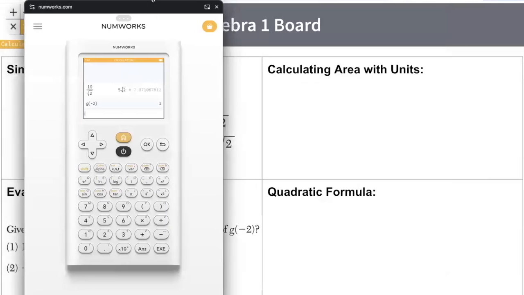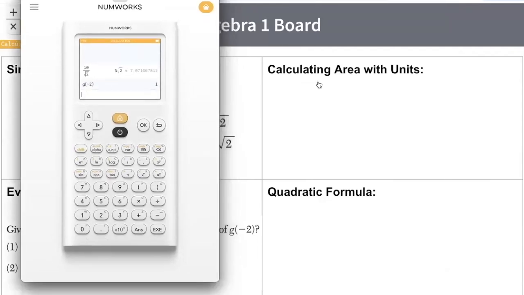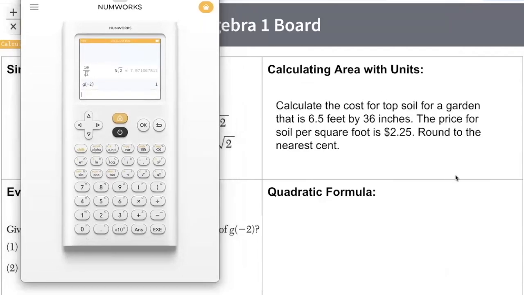What's great about the NumWorks calculator is we are actually able to input units into our questions. So for this one, we're going to be calculating the cost for topsoil for a garden that is 6.5 feet by 36 inches. The price for soil per square foot is $2.25. And then we're actually going to have the calculator round for us, so I added round to the nearest cent as well. So the first thing I need to do is access feet. If I know the abbreviation for feet, which is FT, I can use my alpha and just type that in.